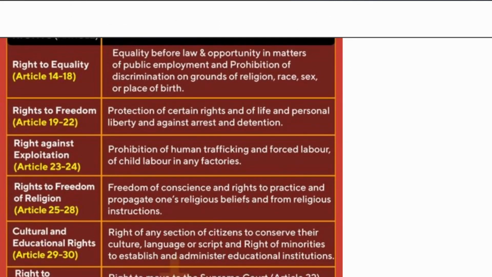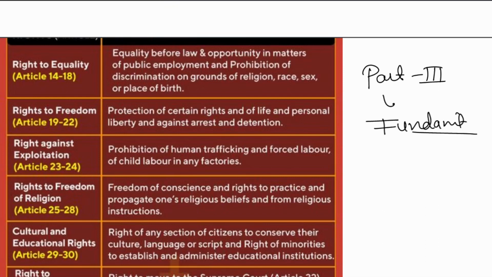Now let's come to the part 3 of the Constitution. And what is the part 3 of the Constitution? It is about the fundamental rights. So let's see the fundamental rights also very quickly. Right to equality. All right, they are all in the part 3. So right to equality is between Article 14 to 18. Article 14 to 35 are about the fundamental rights.